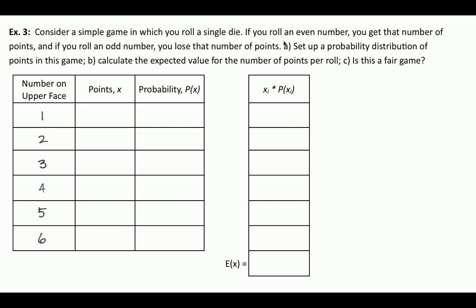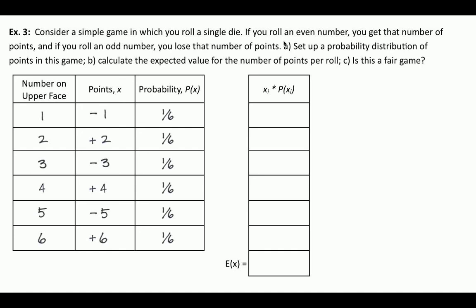So here is the number on the upper face of the die: 1, 2, 3, 4, 5, and 6. So the number of points that you're going to get is -1 if you get a 1, +2 if you get a 2, -3 if you get a 3, and so on and so forth. This is a uniform probability distribution, so the probability of each of these is the same.